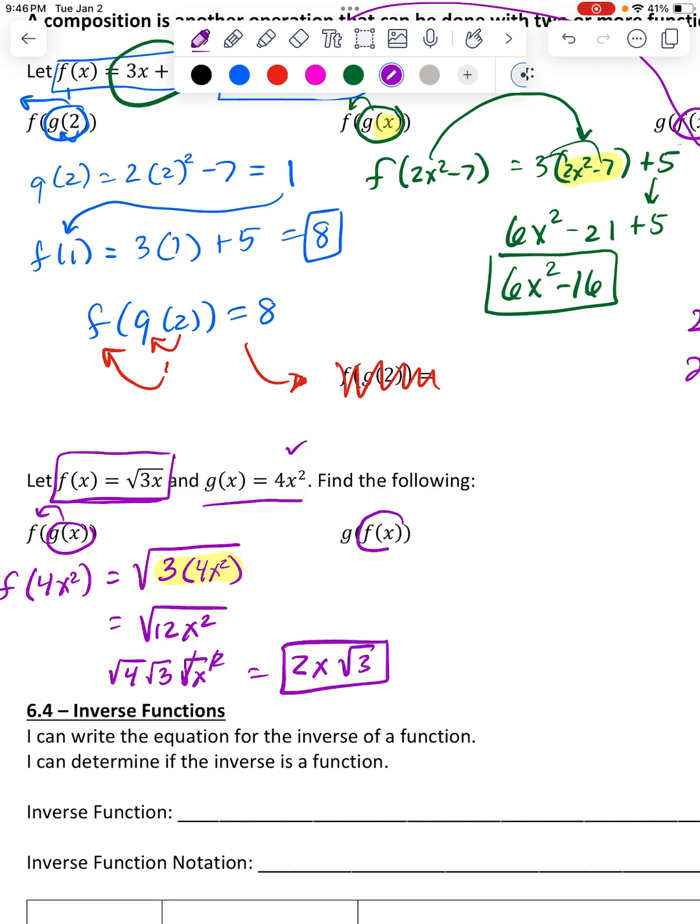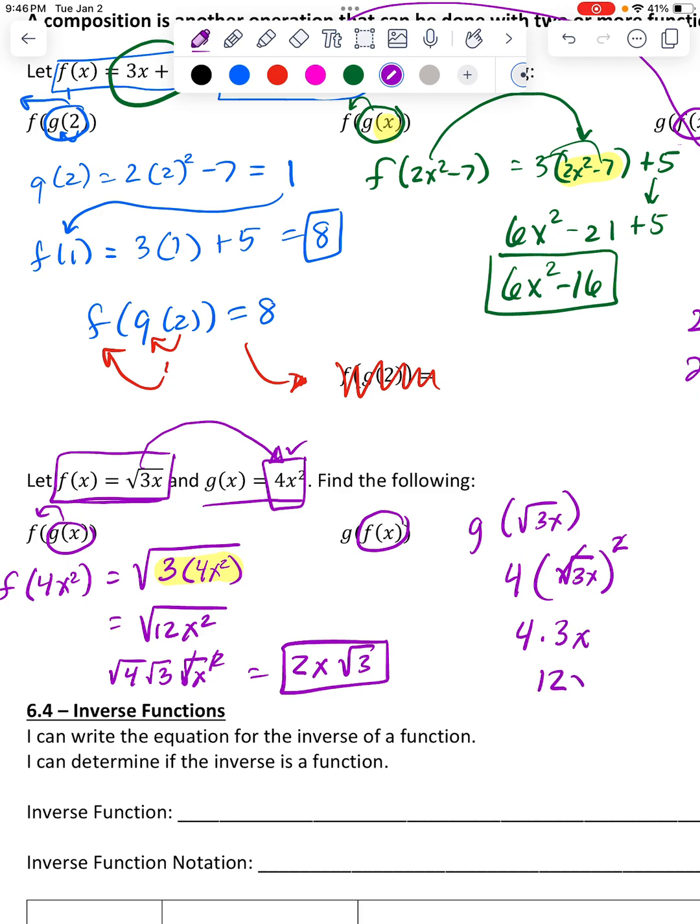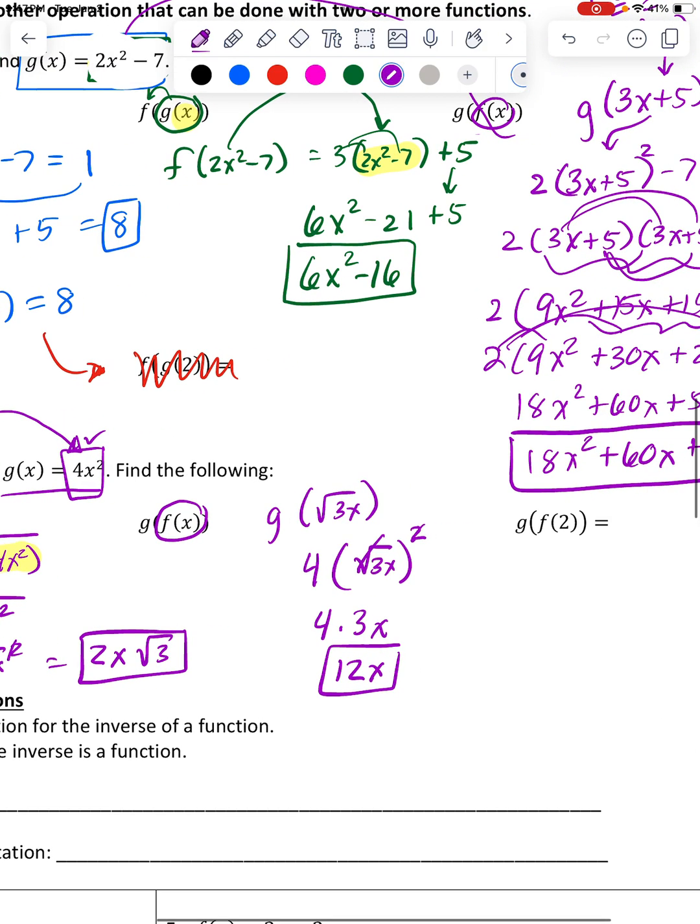Here I'm doing the opposite. I'm taking all of f and plugging it into function g. So I'm doing g of square root 3x. What does g do? Well, according to this, it takes 4 times whatever you're plugging in squared. And what I'm plugging in is the square root of 3x. This square would cancel the root, so I'd end up with 4 times 3x, so ultimately 12x. And again, just math that we've done once you figure out what the function notation is.